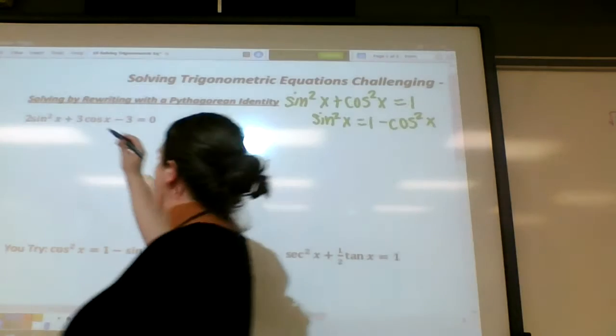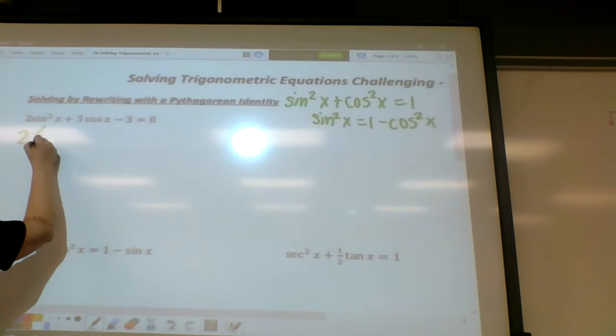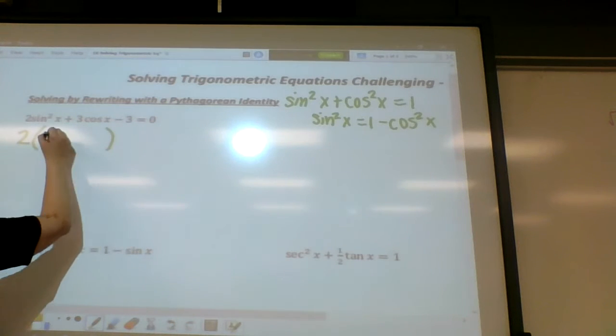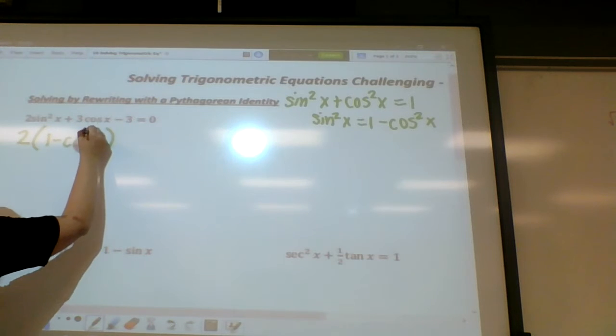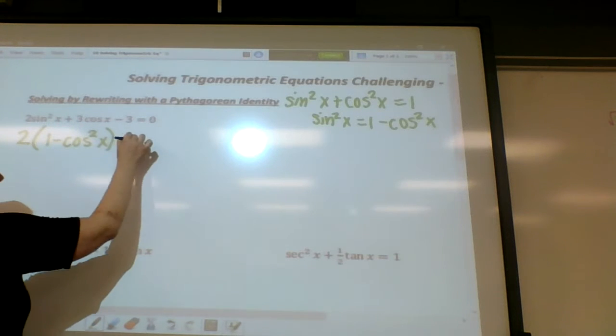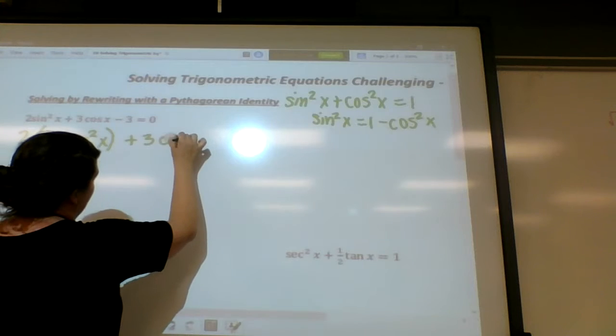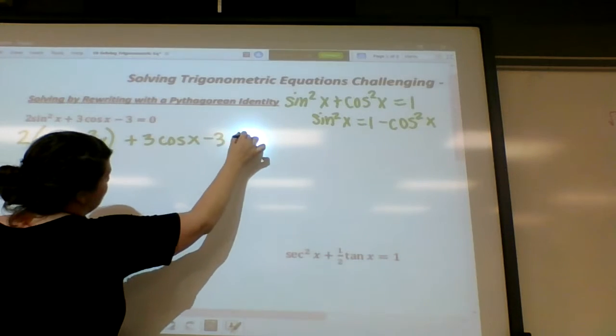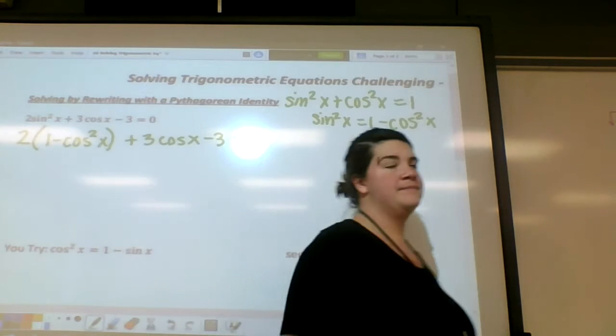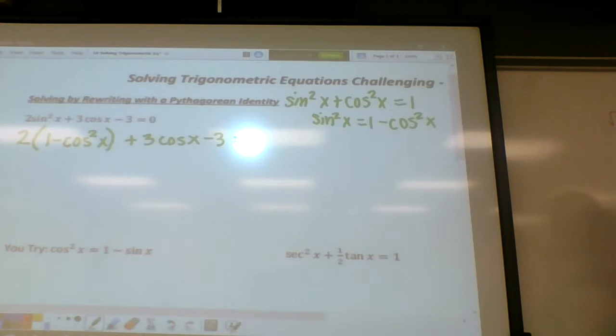So we have the 2 in the front, and then we're going to take out the sine squared, and replace it with 1 minus cosine squared. And everything else we will leave exactly the same. So what we have done is we have rewritten this equation by using a Pythagorean identity. And we have changed the sine squared into something involving cosine squared. So now my equation only has cosines.